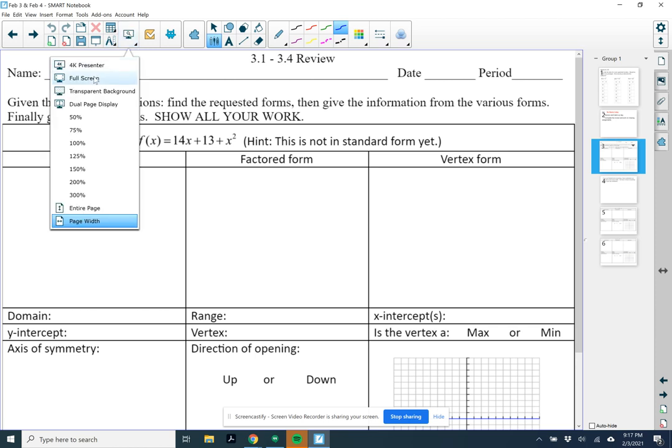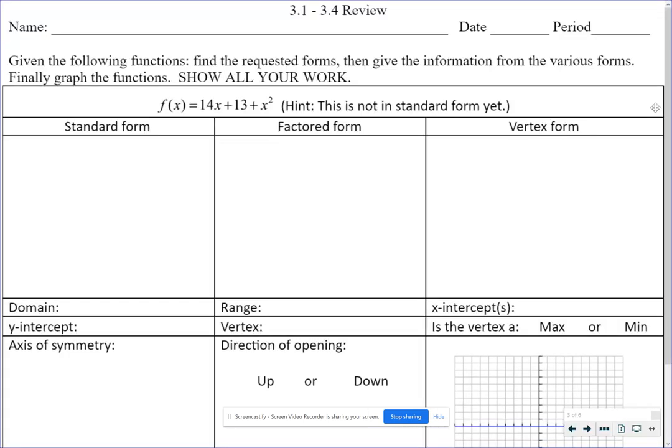Okay, I wanted to do a quick video to talk about some of the things on the review. So this is our answer key for the review. I'm going to go through problem number 1, and then we'll talk about a couple things on some of the others. So problem number 1 starts right here.